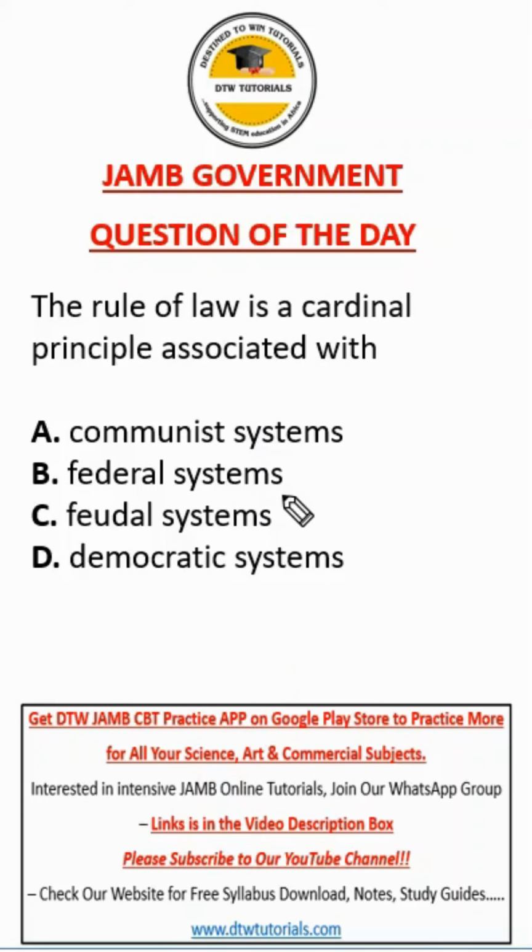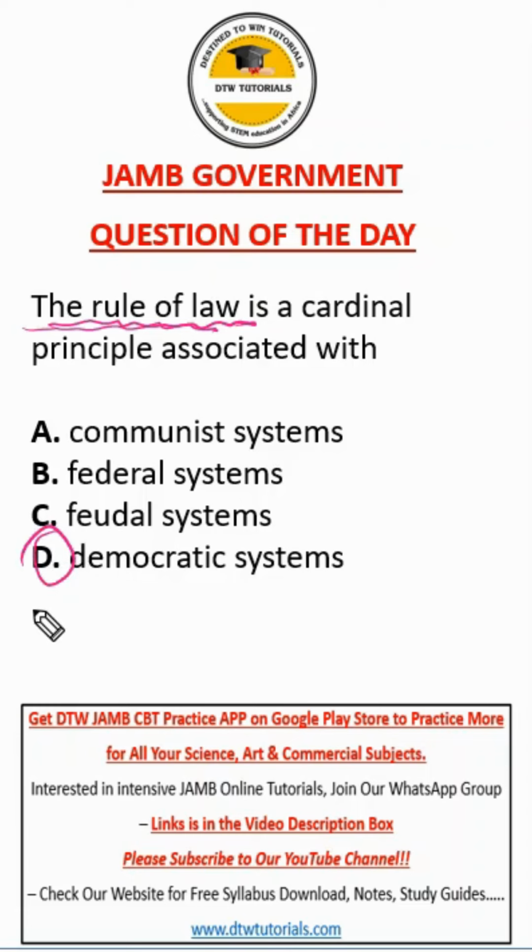Here we have a JAMB government question. It says, rule of law is a cardinal principle associated with A, community system, B, federal system, C, forward system, D, democratic system. Now look at it. The rule of law, that's the key point. It's a cardinal principle associated with... The right answer here is the democratic system.